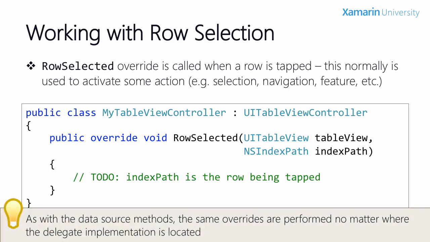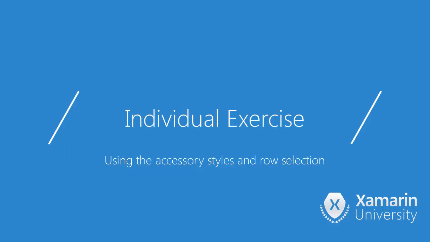Remember that the delegate is an abstract class in Xamarin, but it's really a protocol class in iOS. And so just like the data source, we have several places where we can implement the overrides. We can use a dedicated delegate class, a TableView source assigned to the source property, or we can use the TableView controller, as you can see here. So let's try out some accessory styles and use selection in our TableView.